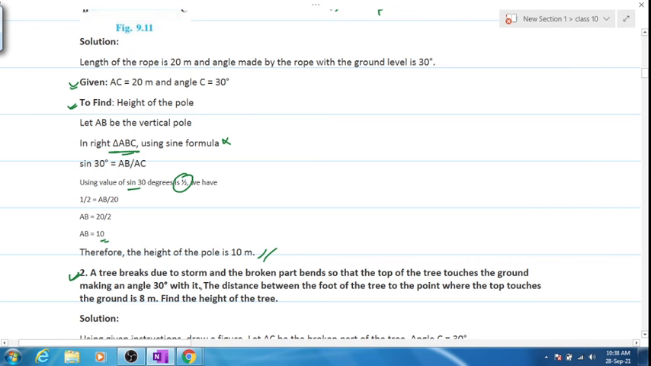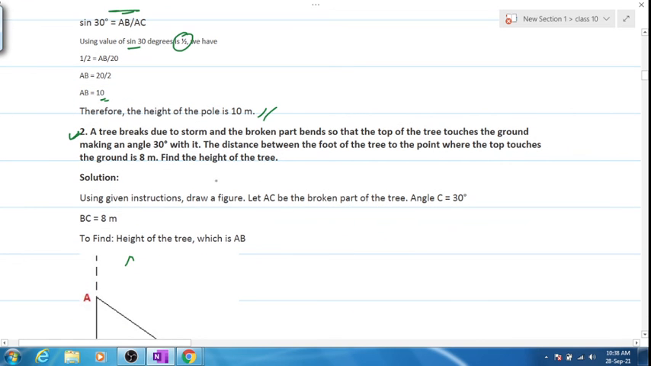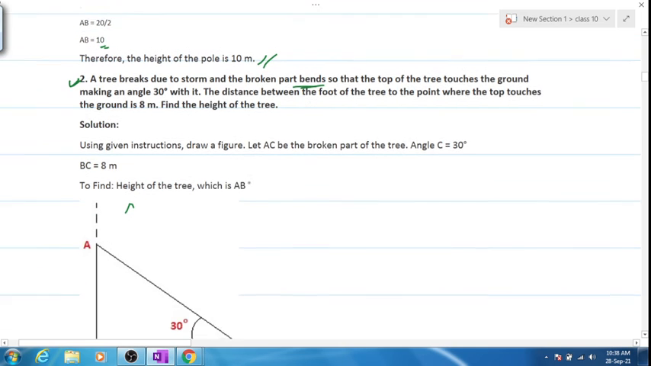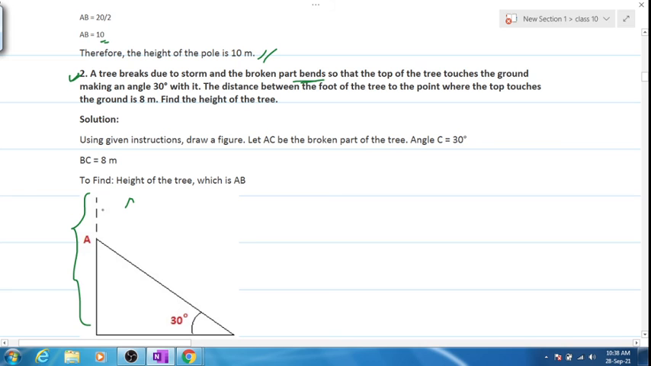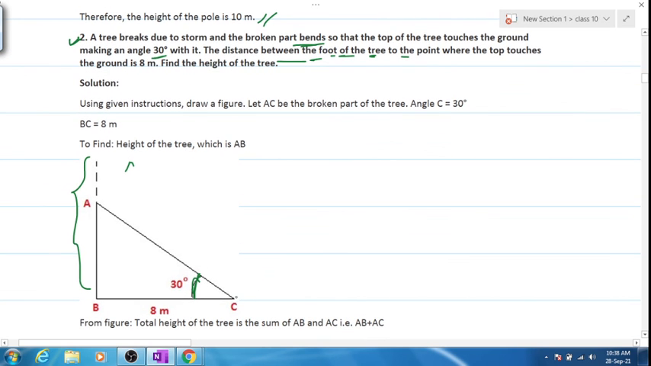And if the figure is drawn, I don't think it will be a really big ask for you all to do this. A tree breaks due to a storm and the part bends. So if you assume this to be a tree, this bends and makes an angle of 30 degrees with the ground. You have to find the distance between the foot of the tree and the top of the bunch. That means the height of the tree needs to be found out here, and this thing has been given to you. Clear?